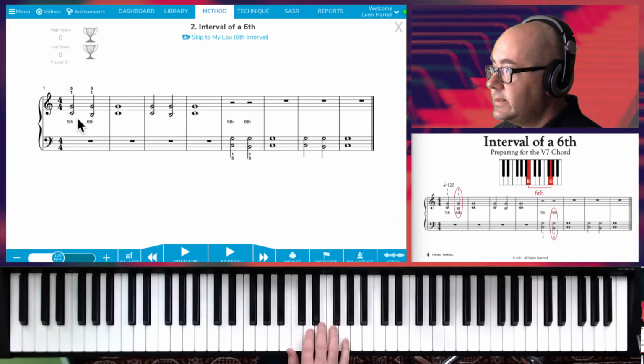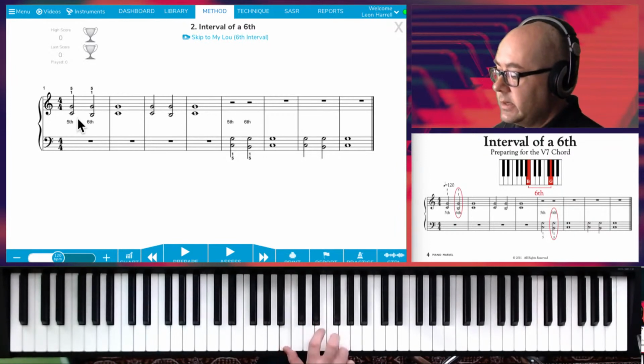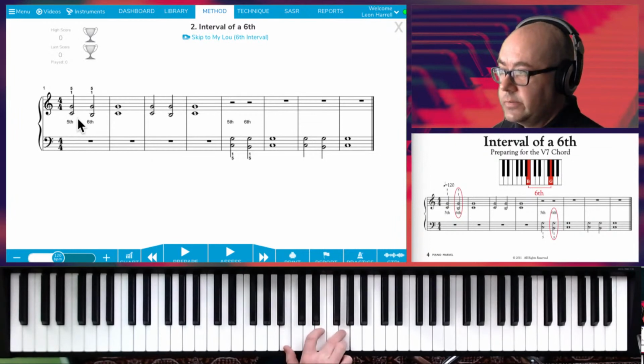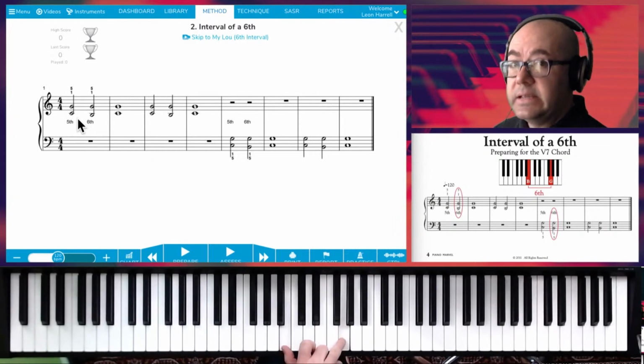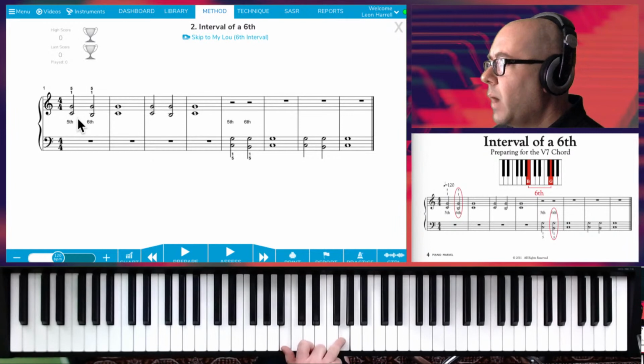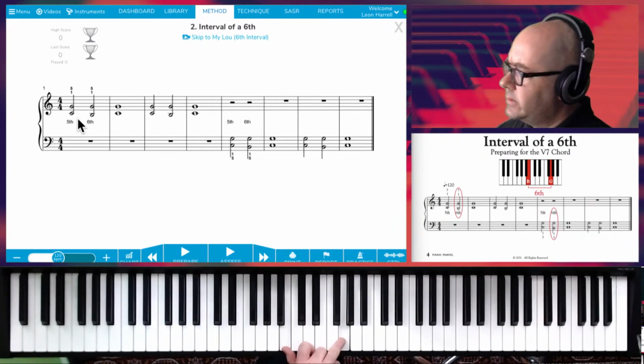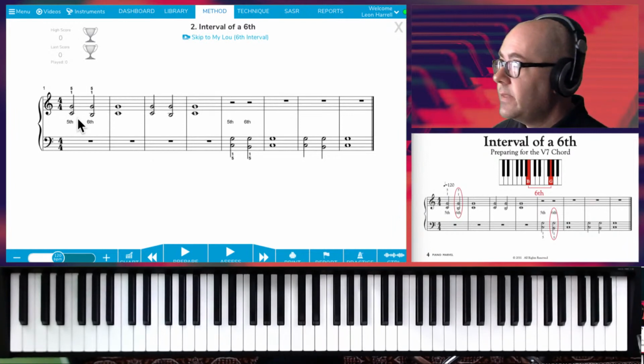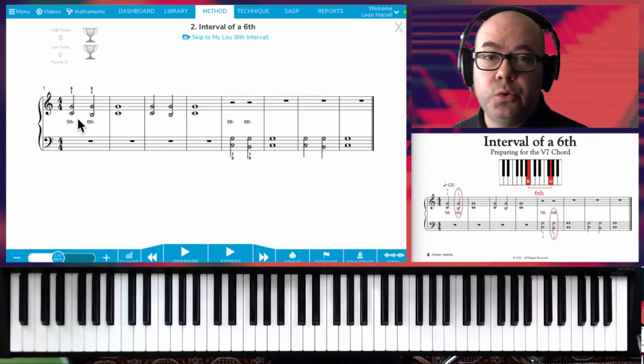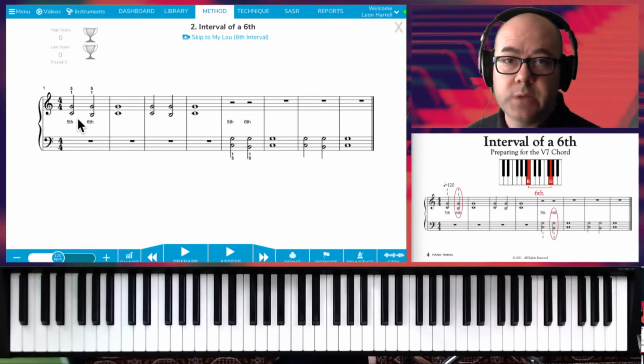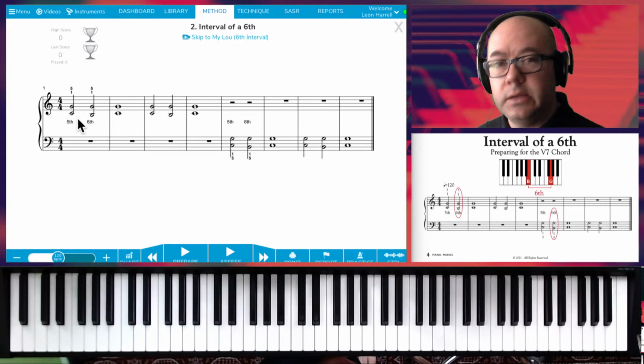So likewise, a sixth from B to G. All right, that's the interval of a sixth. Well, why are they introducing this one to us so soon? Well, they're building up to teaching you the concepts of functional harmony in music.